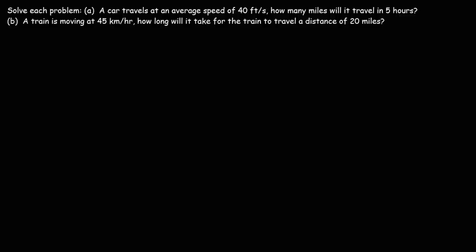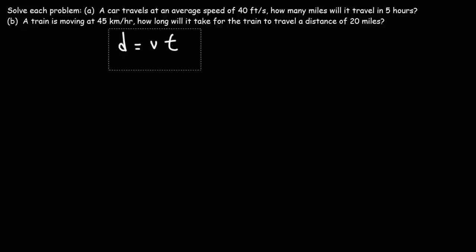A car travels at an average speed of 40 feet per second. How many miles will it travel in 5 hours? So we could use the formula d is equal to rt, distance equals rate times time, or d equals vt, where v is the rate, average speed, average velocity. So it will lead to the same answer, regardless of which of those two formulas you decide to use.